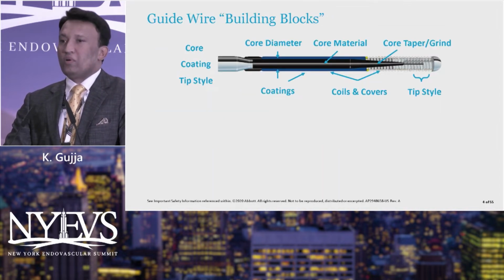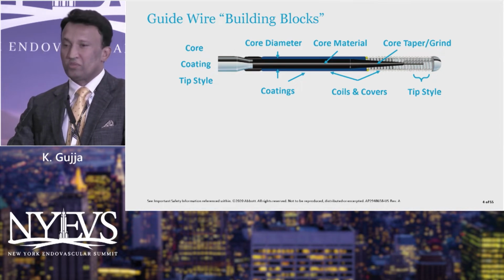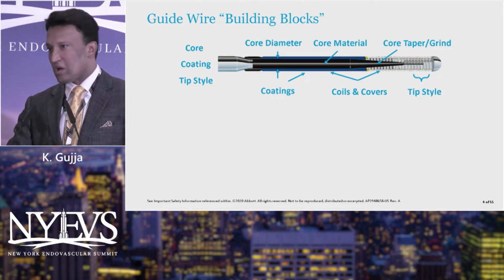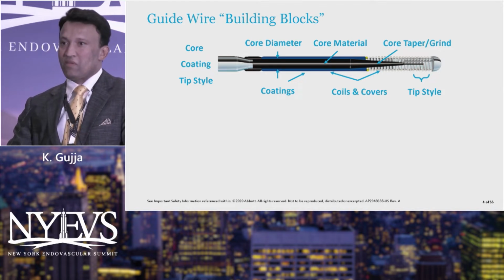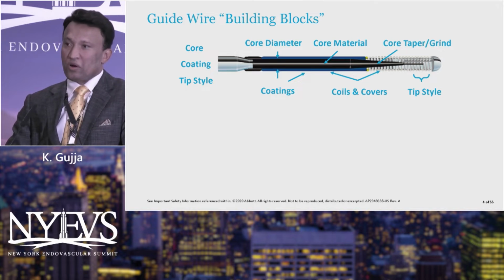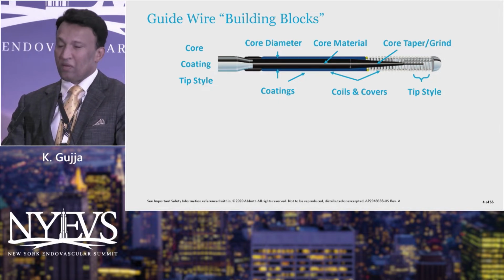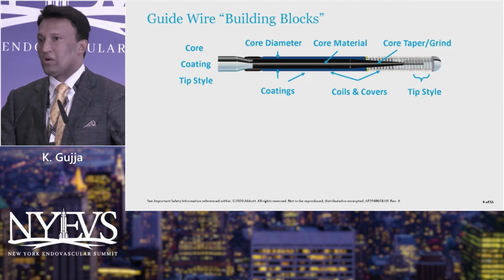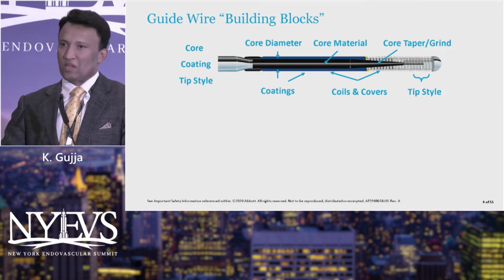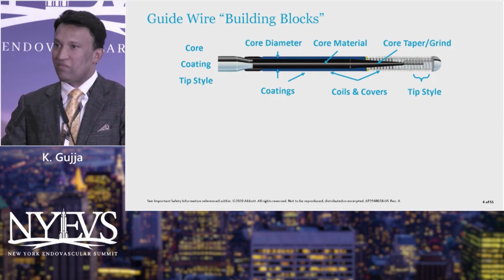So the main things to worry about: are your wires going to reach the lesion? Number one, you have to choose the wire which can reach the lesion. And if you cross, is your wire length enough to get your equipment down there? Second, is your wire stiff enough or torqueable enough to get through all the tortuosity? Everything depends on the core diameter, the core material itself, the core taper, grind, and the tip style and the coils. Coils and covers are pretty much the same as any other wires. I think what makes the difference is the core diameter and the grind itself. That's where you have to choose what to do with it.